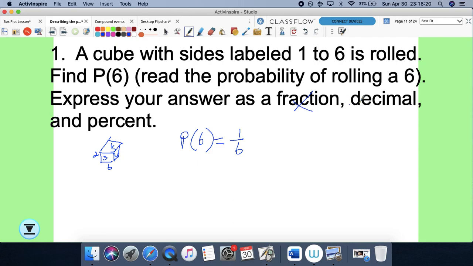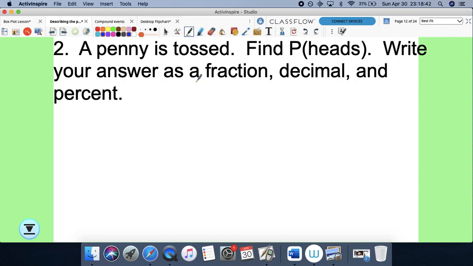You don't have to write the decimal or the percent. You can just use your calculator if they ask you. But the probability of getting a 6 is 1 over 6. How many 6s do I have? I have 1 six out of how many sides? How many possible different outcomes? 6.